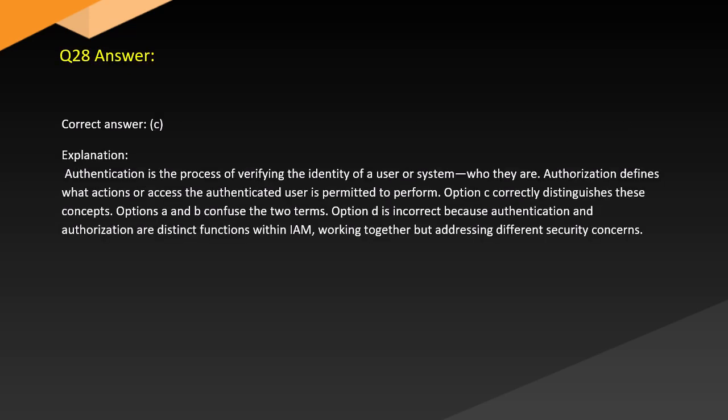Answer. Correct answer: C. Explanation. Authentication is the process of verifying the identity of a user or system, who they are. Authorization defines what actions or access the authenticated user is permitted to perform. Option C correctly distinguishes these concepts. Options A and B confuse the two terms. Option D is incorrect because authentication and authorization are distinct functions within IAM, working together but addressing different security concerns.